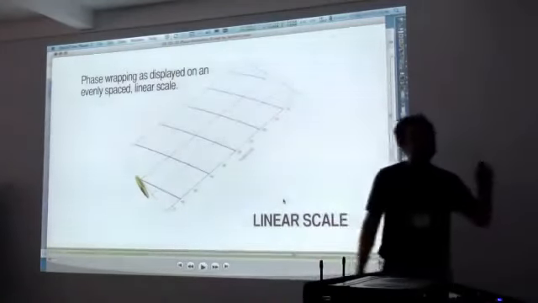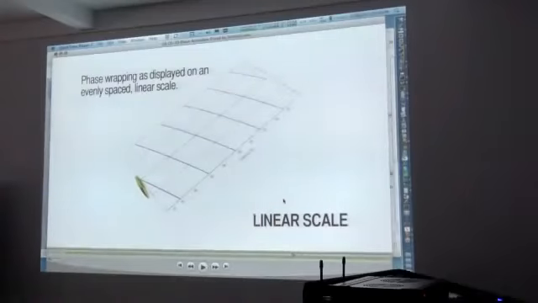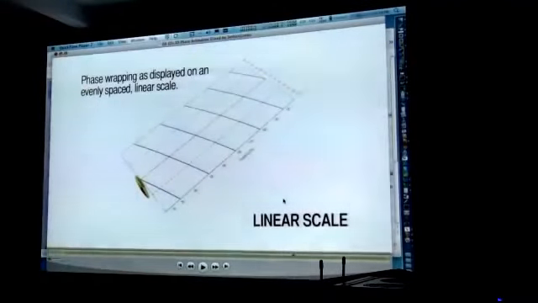So we told Greg, do the animation linear. Phase is linear. Do the animation on a linear scale, and when you finish the animation, transform it to a logarithmic scale.